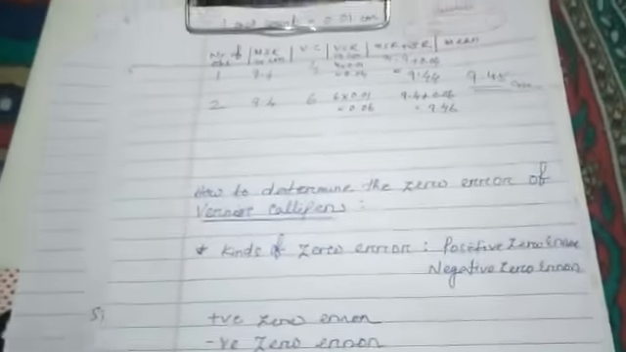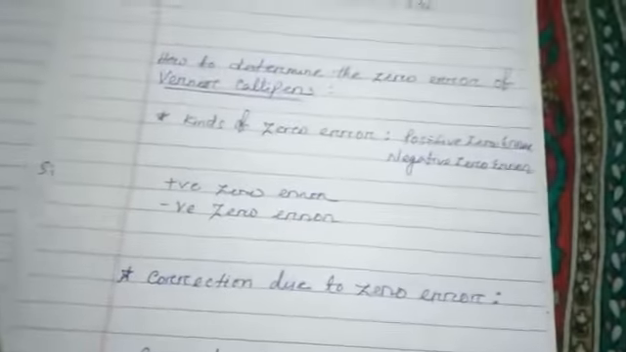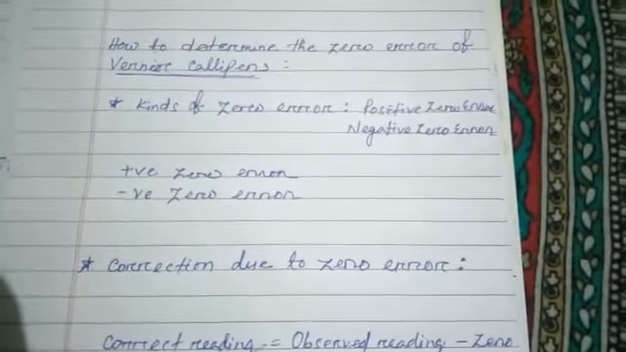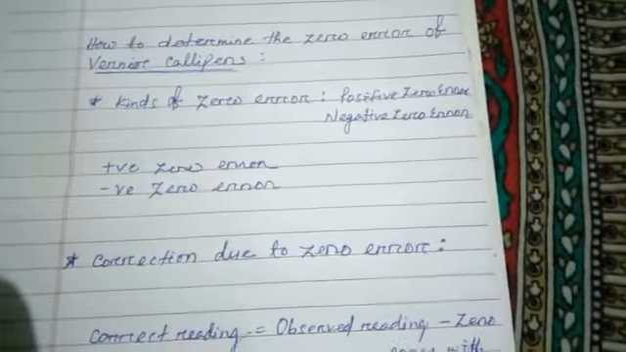Okay children. So in the determination of zero error of the vernier caliper, these are all the things we need to do. Actually zero error is of two kinds. The first kind is called the positive zero error and the second kind is called the negative zero error. And today we'll read both types of error and how to remove them.